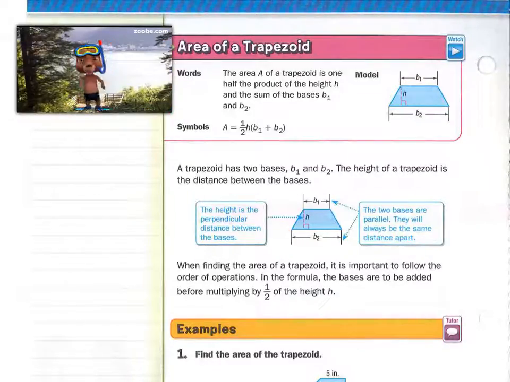Hi, I'm Stuart, and I like to scuba dive. This place looks pretty cold, though. It's Juneau, Alaska. Anyway, let's get back to those trapezoids we were talking about. Let me tell you the definition for the area of a trapezoid. The area of a trapezoid is 1/2 the product of the height and the sum of the bases.